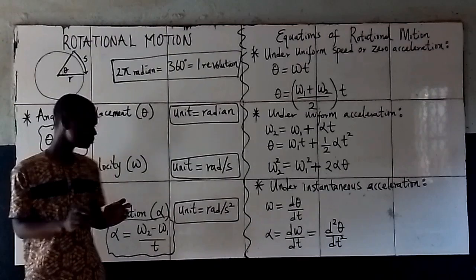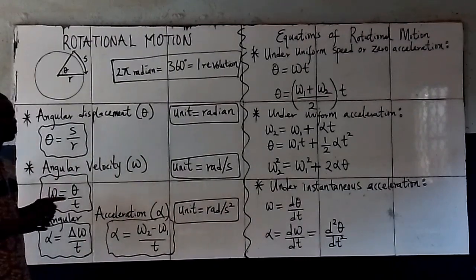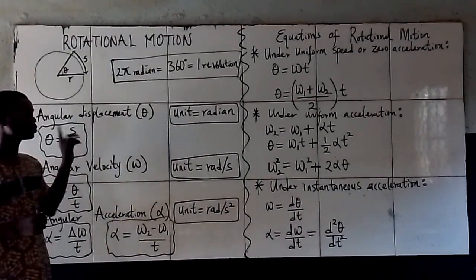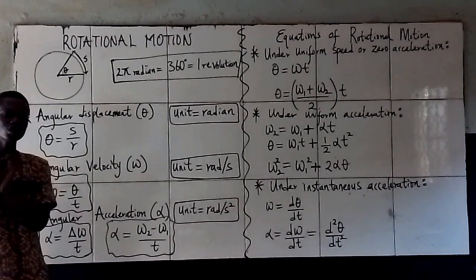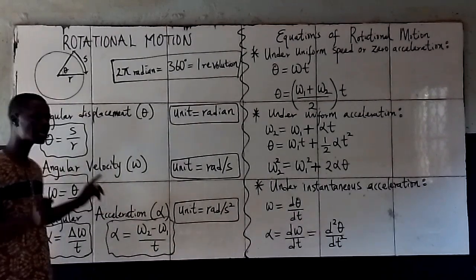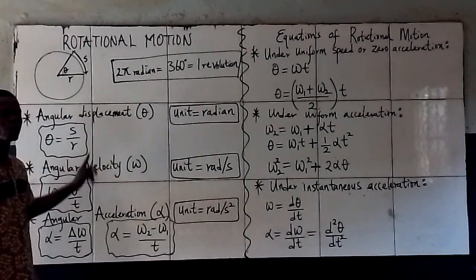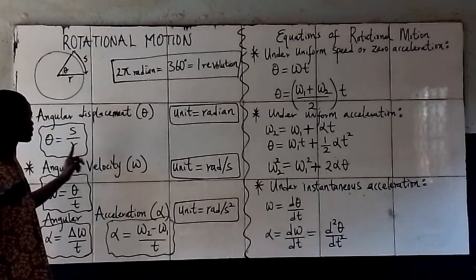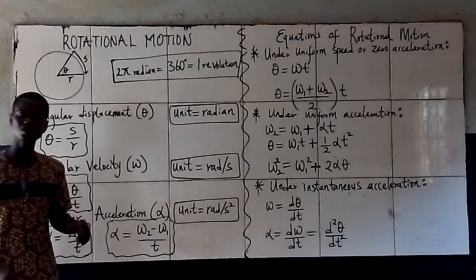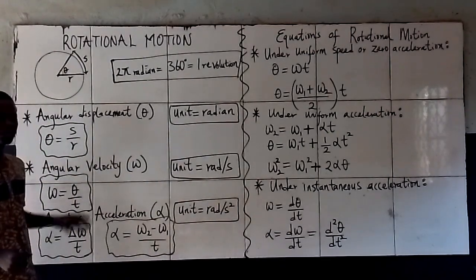So when you are given degrees, convert to radian before you start solving or working with it. Is that clear? Now to get your angular displacement, if it wasn't given, the formula is theta equals s over r. s here is the linear distance over r, which is the what? The radius. Now this is the formula that will give you your theta.